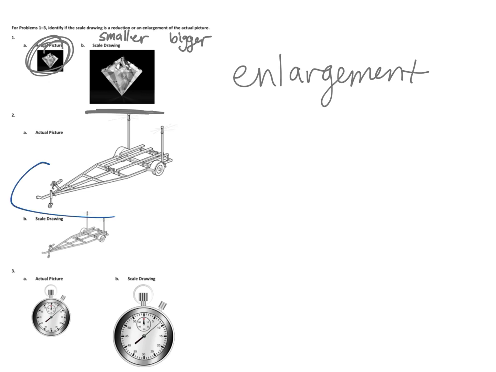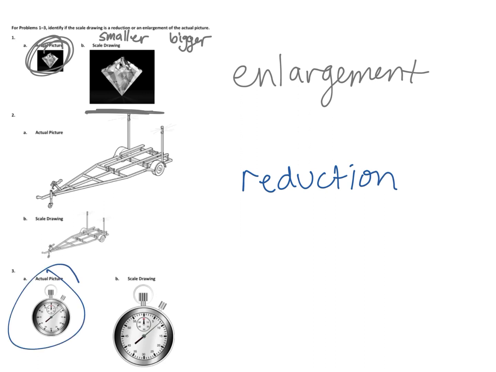The actual picture is bigger than the scale drawing, so it's shrinking in size, meaning it's getting smaller, so it is a reduction. The actual picture starts small and then the scale drawing is bigger, so that is an enlargement.